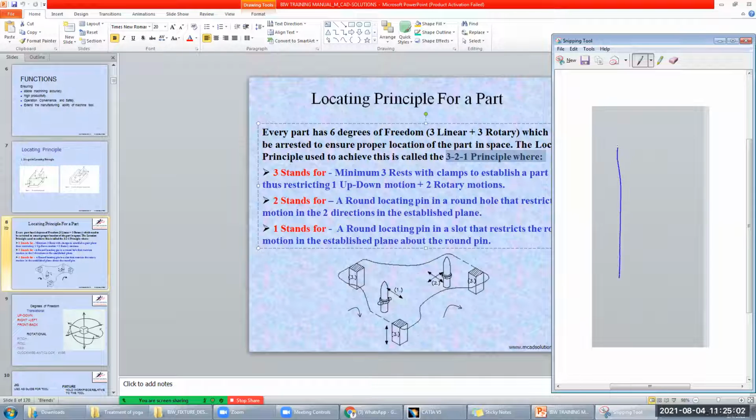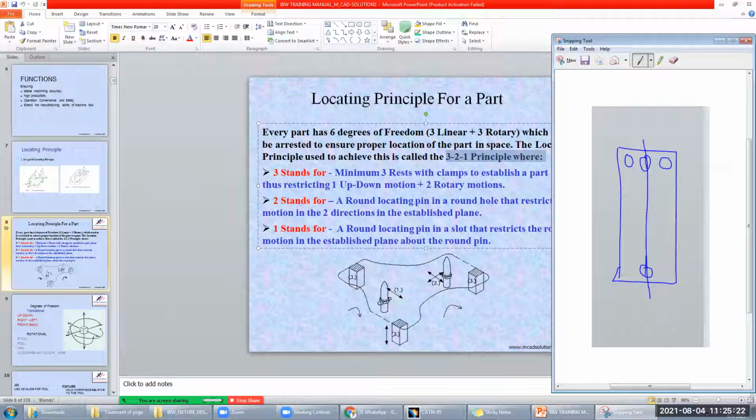Suppose this is our mobile. One support is here, second support is here, and third support is here. By using these 3 supports, we can balance the part. But suppose we only use 2 supports, this and this. It will create our axis.